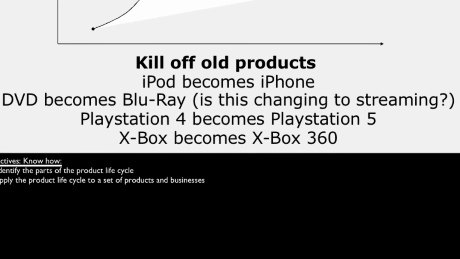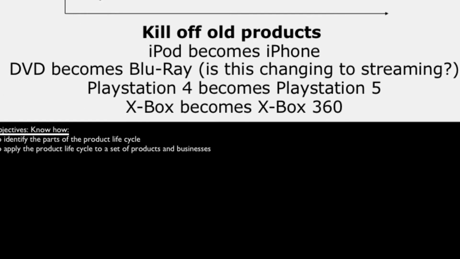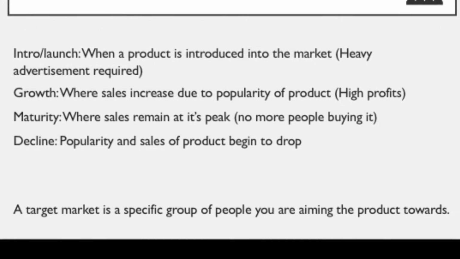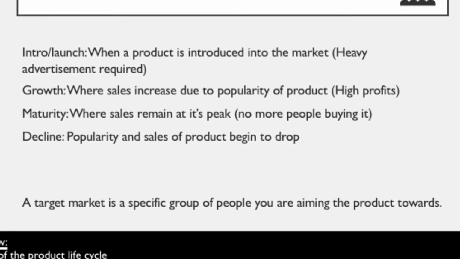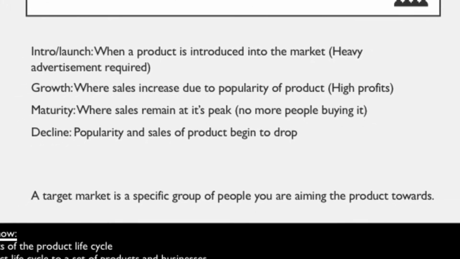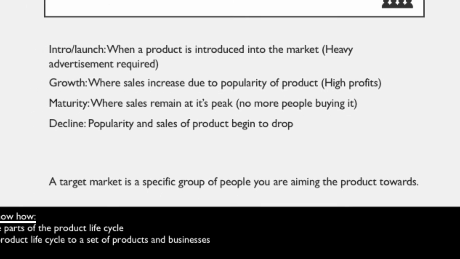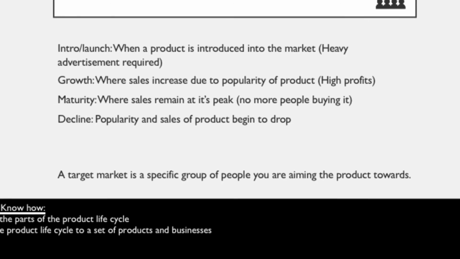Killing off old products, so for example, the iPod became the iPhone, the DVD became the Blu-ray. So it's all about bringing the product back into the market. So on this slide here, you can have a look at the different stages and how they've been explained. You need to make sure you apply this to the business idea if you're mentioning this in your coursework.